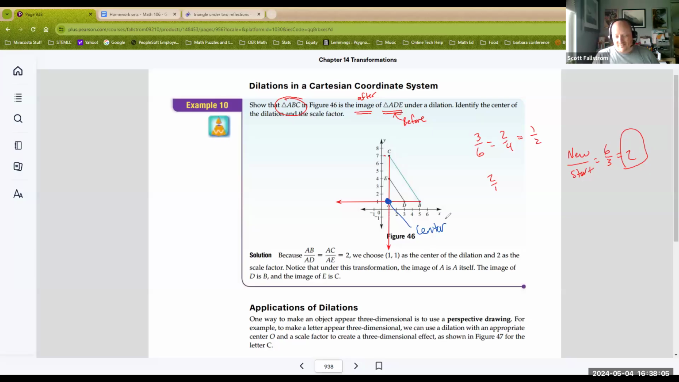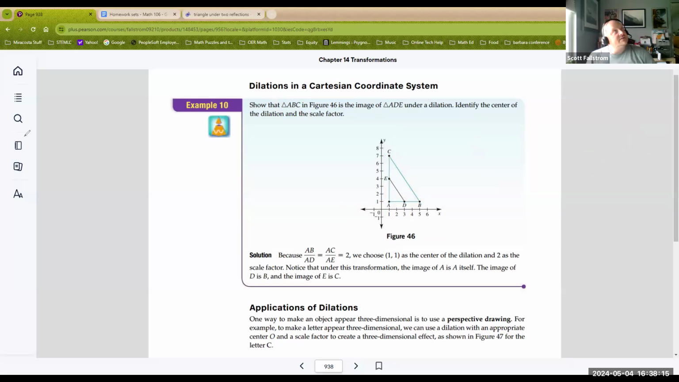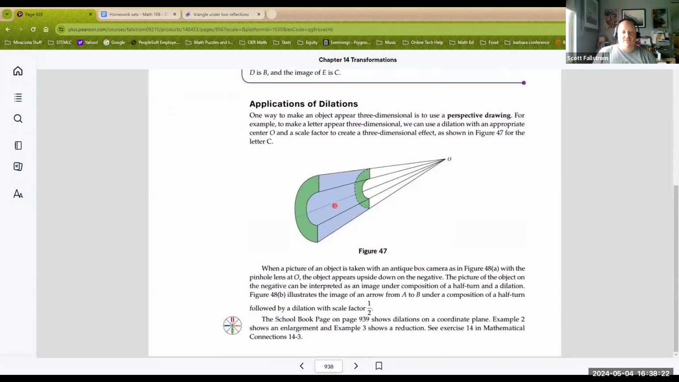Always. Okay? Always. It has to be. So that's how you can find the center of a rotation. Sorry, the center of a dilation. Why I said reflection.